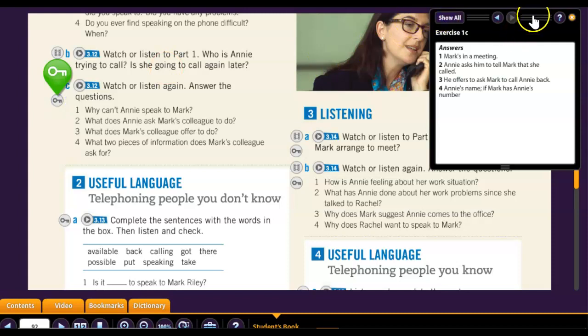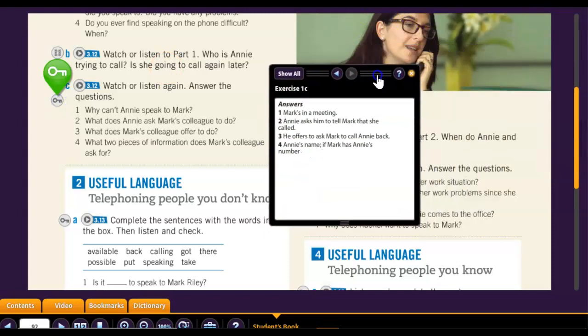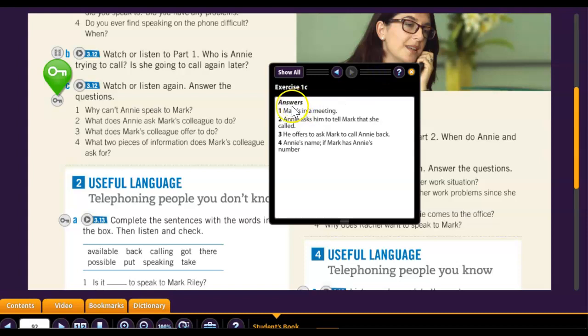After you have your answers in your notebook, you are going to see the answers here. So Mark is in a meeting, so he is busy. Number 2, Annie asked her to tell Mark that she called. Yes. And number 3, she offers to ask Mark to call Annie back. Okay. And number 4, Annie's name and if Mark has Annie's number. So we have 2 pieces of information that the receptionist asked for.